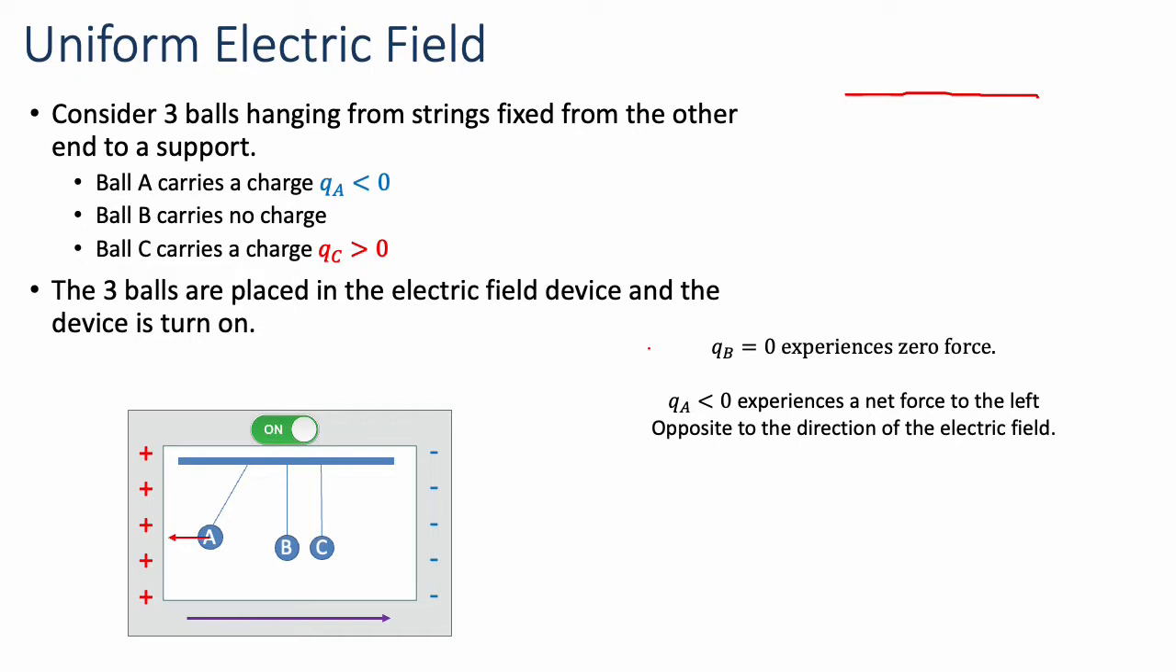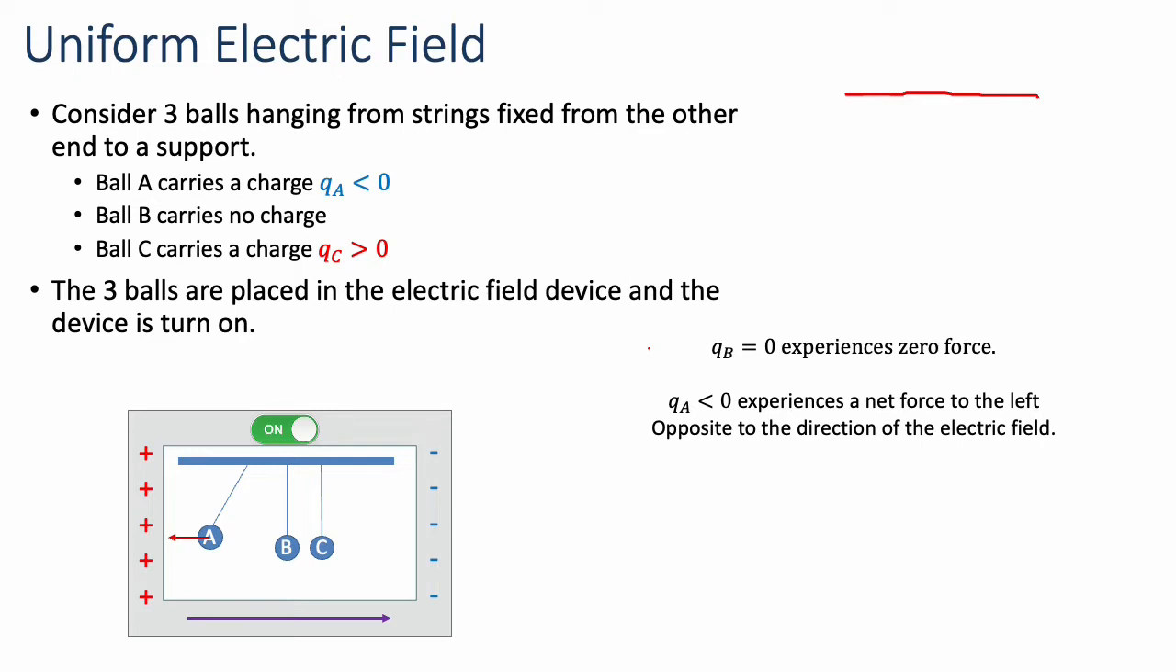A is a negatively charged particle, right? But on the left I placed a positive plate, and a positive charge attracts a negative charge. On the right I placed a negative charge, and a negative charge repels a negative charge.